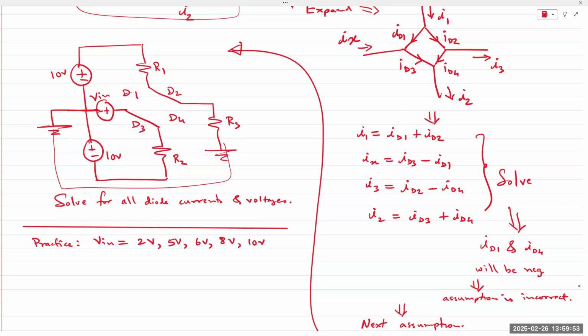2 raised to n possible states, where n is the number of diodes. N is 4, so 16 possible combinations. Plus, you can use V in as 0, 1, 2, 3, 4, 5, 6, 7, 8, 9, 10, so 11 different voltages, 11 times 16 possibilities. But I will tell you, once it goes above 5 volts, the diodes D1 and D4 turn off. So this assumption is correct. So I'm letting you know in advance.